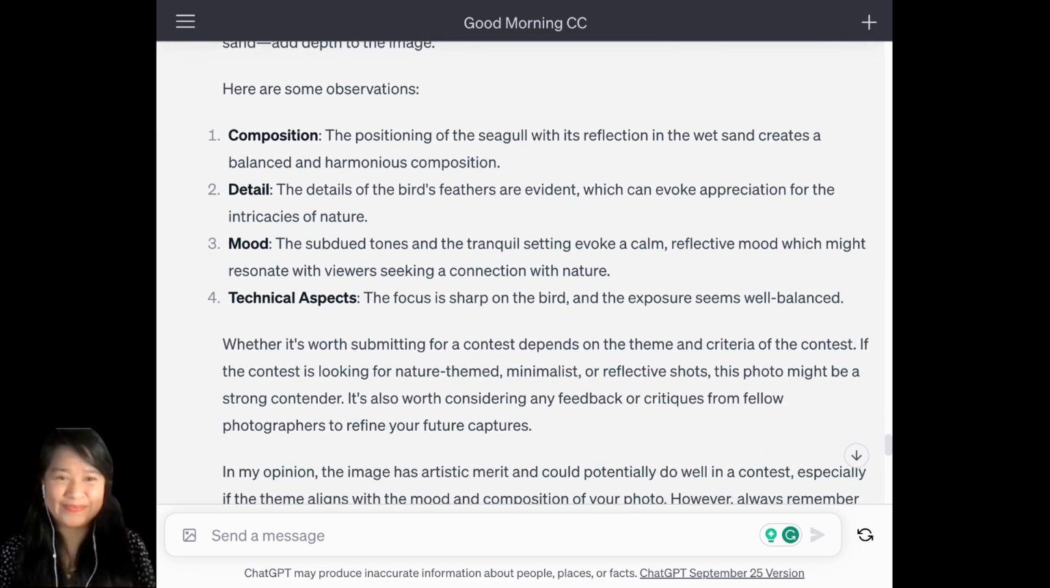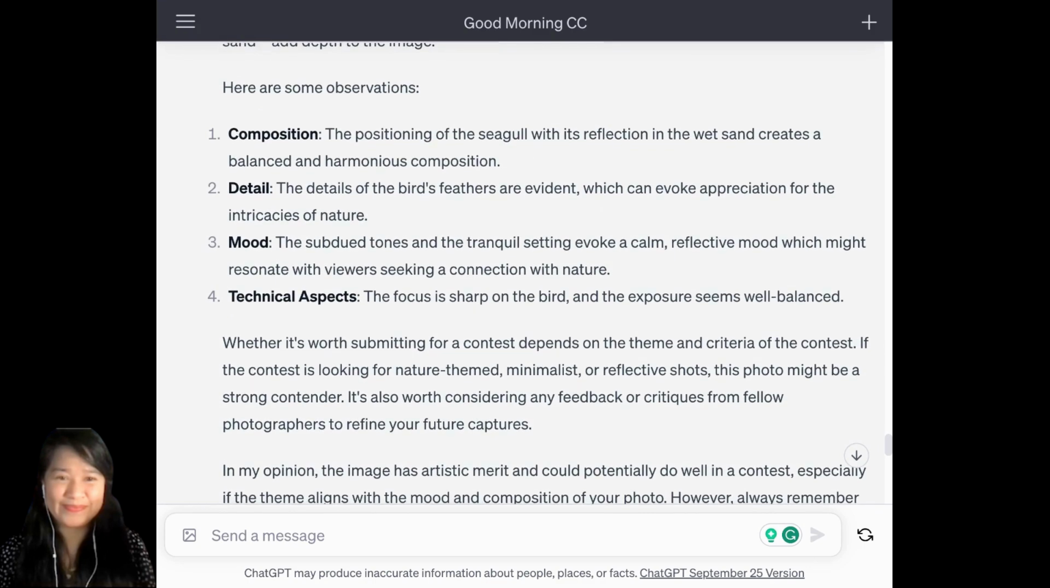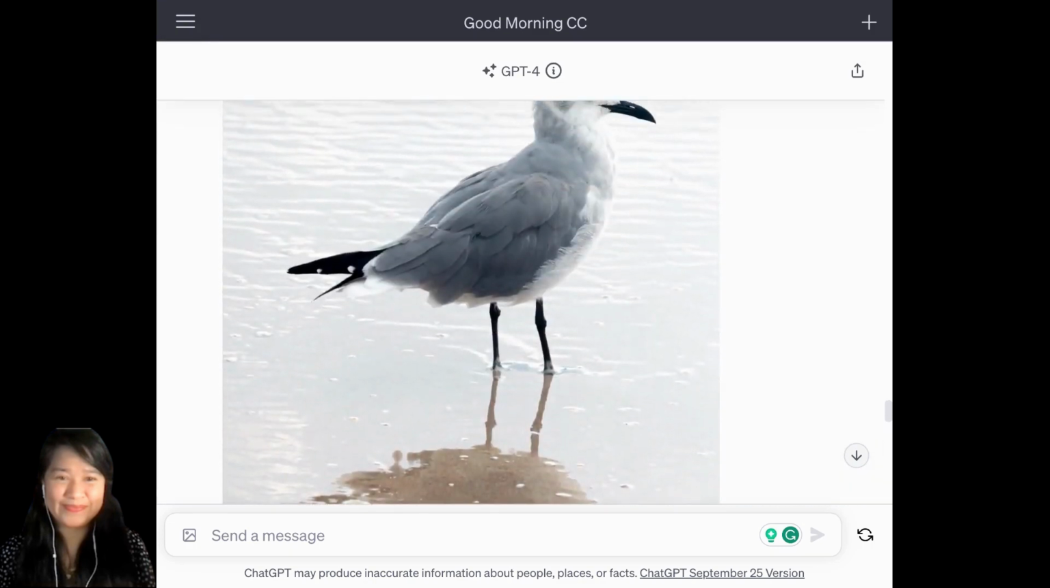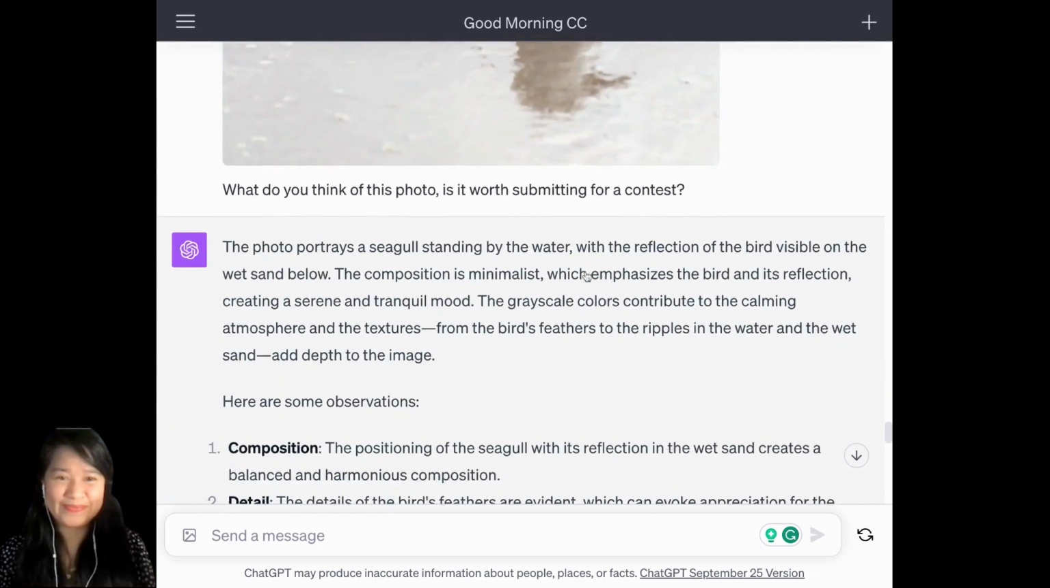And then after that, it detailed all the elements about composition, which is very balanced, harmonious, and also minimalist. The detail of the bird feathers are evident. Okay, if I scroll up and see, yeah, it is very good detail of the bird feather.